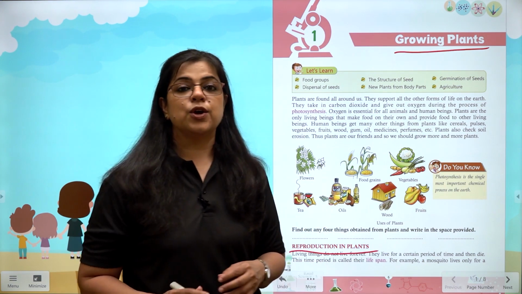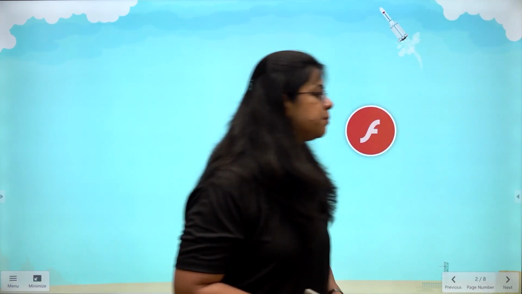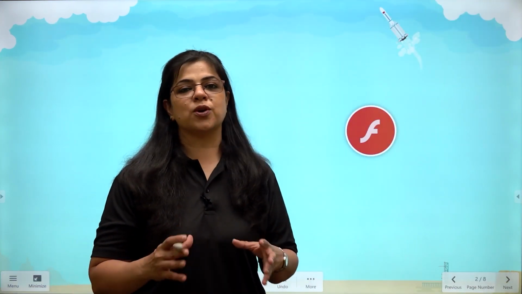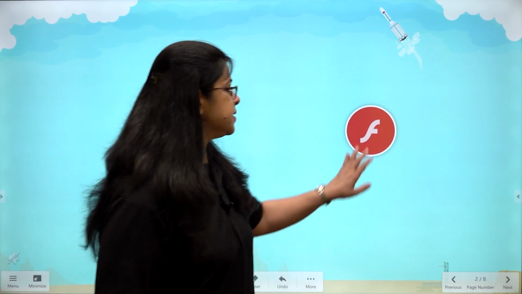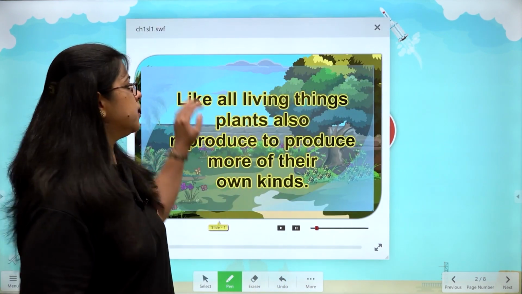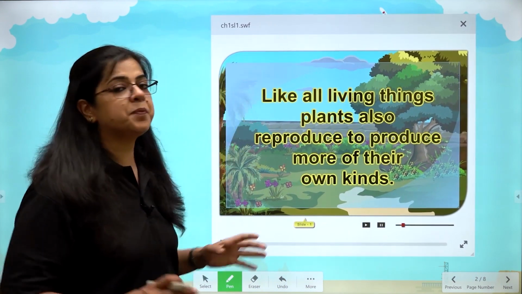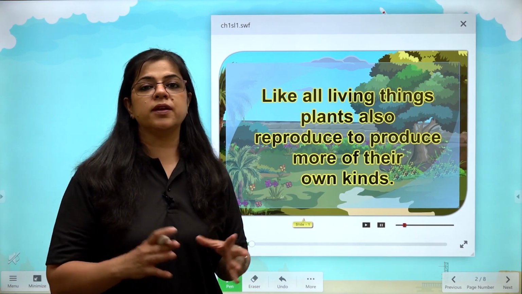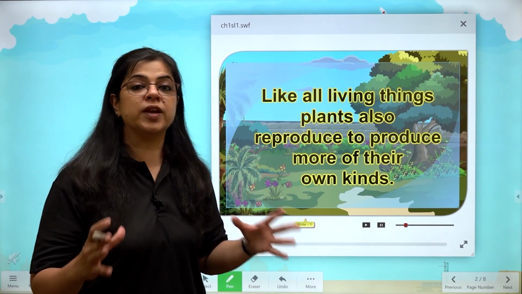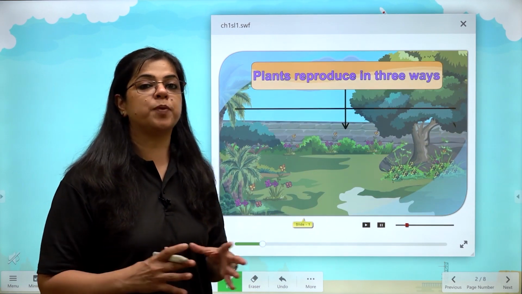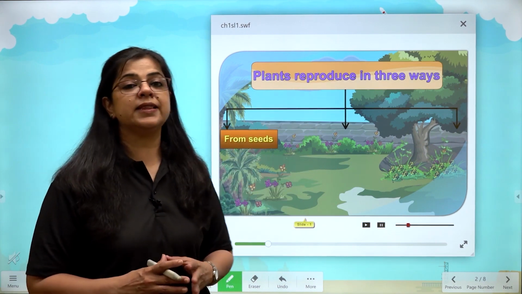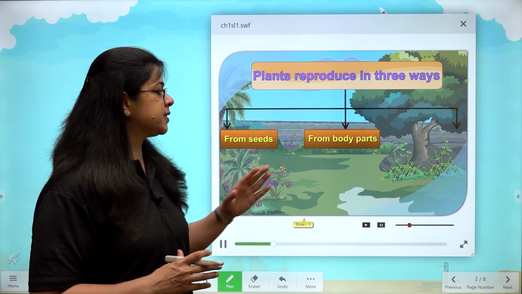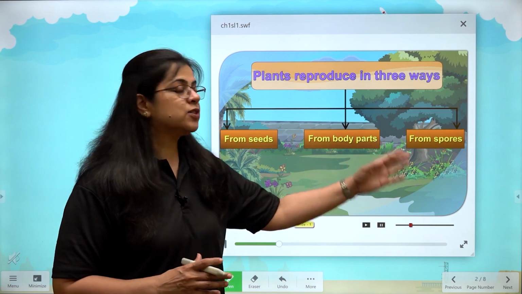in plants. To understand reproduction in plants, we will watch a short video. In this video, we are going to learn about reproduction in plants. So just like all living beings, plants also reproduce. They give birth to new plants. This happens in three ways: by seeds, body parts, and spores.